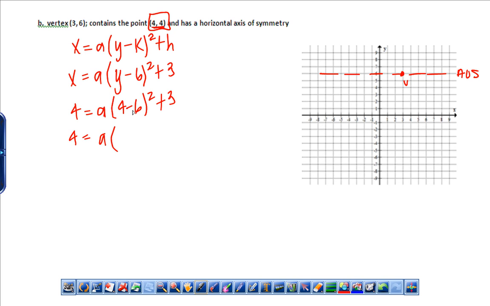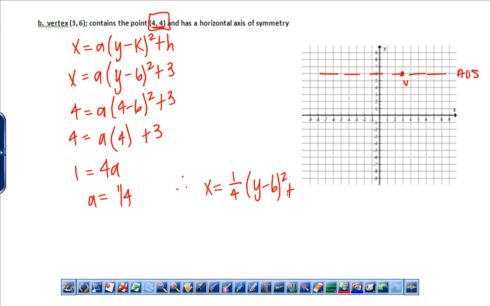So it looks like we're going to have to solve this in order to get our a. So (4 minus 6) quantity squared, that's going to be 4. Move your 3 over, so a is going to be equal to 1/4. Therefore, looks like we have our equation. x is equal to 1/4 (y minus 6) quantity squared plus 3.